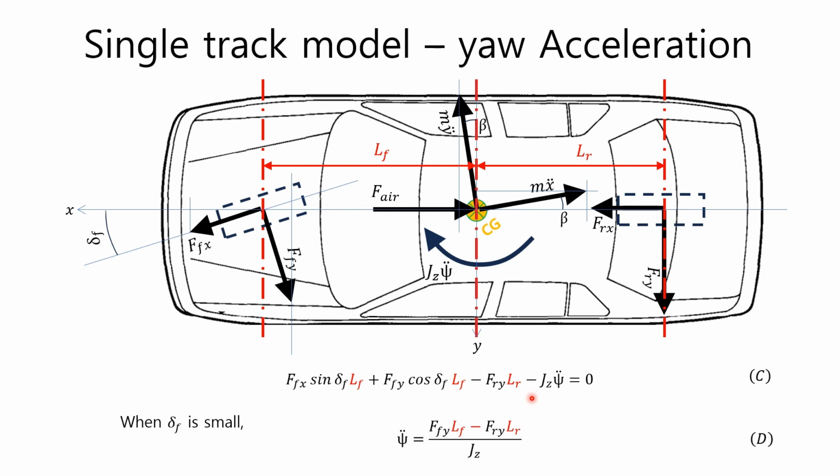Finally, the equilibrium equation is completed by expressing the vehicle's rotational moment of inertia Jz psi double dot. Here, if the angle delta F is small, all trigonometric terms disappear and the yaw acceleration, psi double dot, can be simply expressed as equation D.